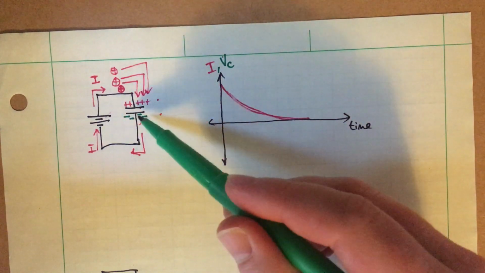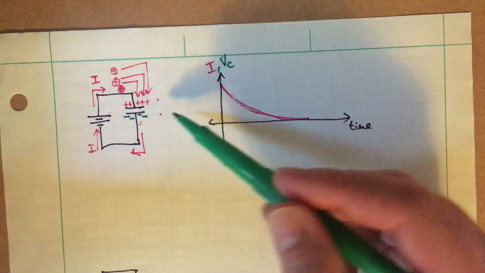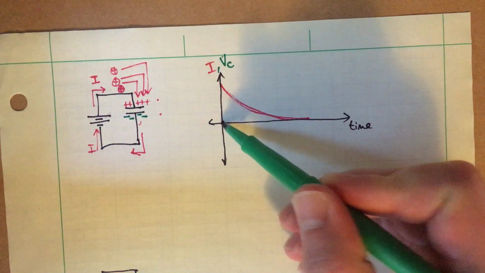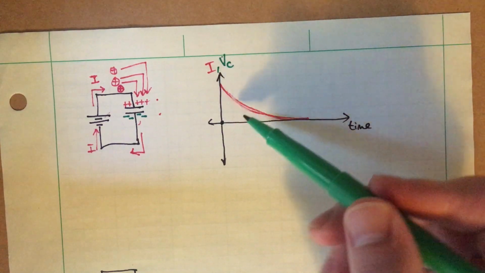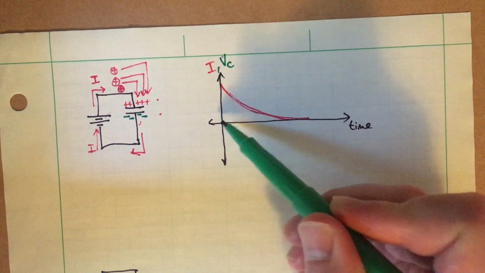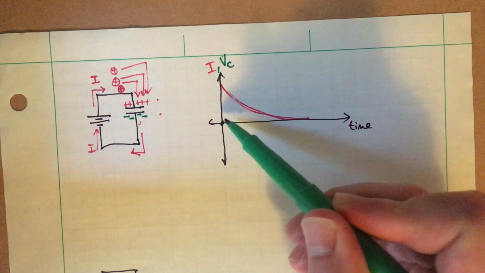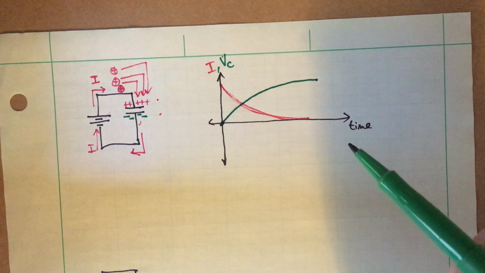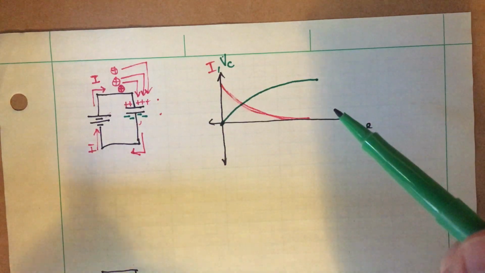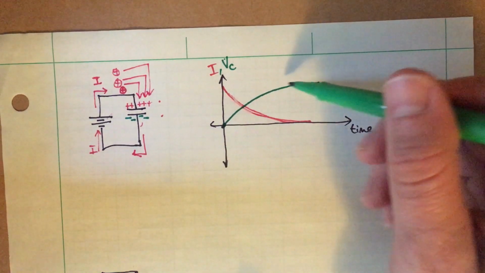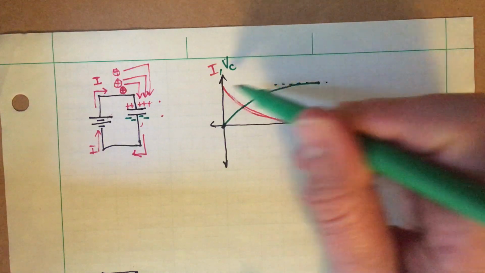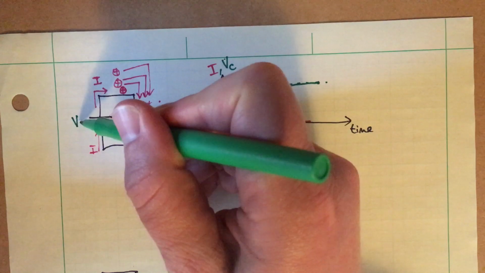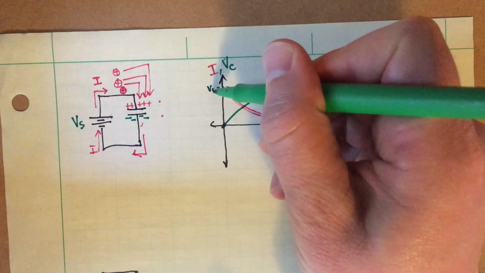And as we accumulate charge on the capacitor, it works against the battery that's charging it. We start with no charge on there, so right at the axis, but we quickly grow such that we have voltage on the capacitor that cancels the battery. So where this flattens out is the voltage across the battery. So I'll call it Vs. So this would be Vs.